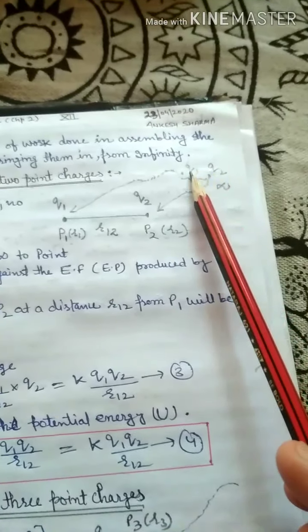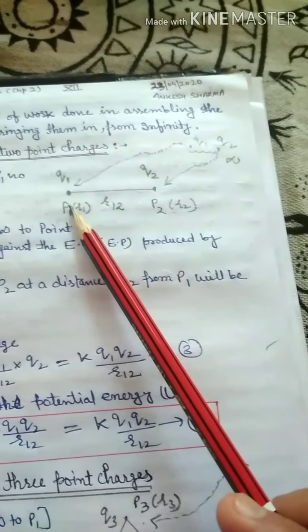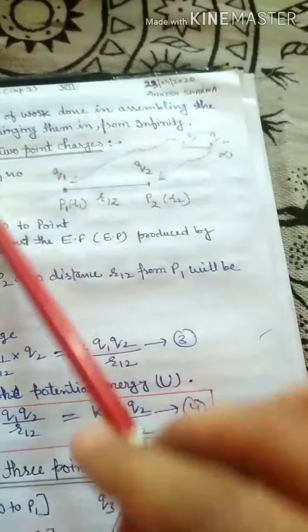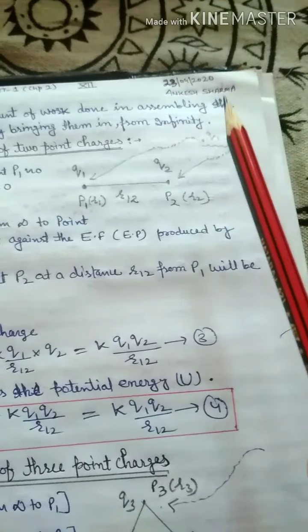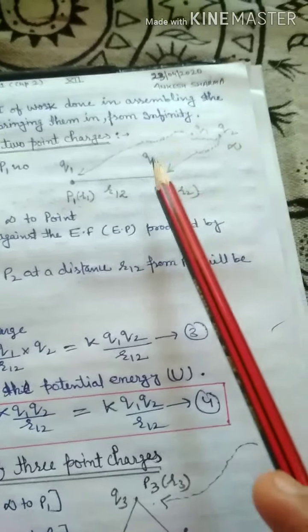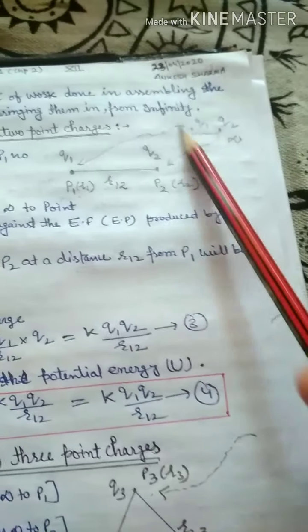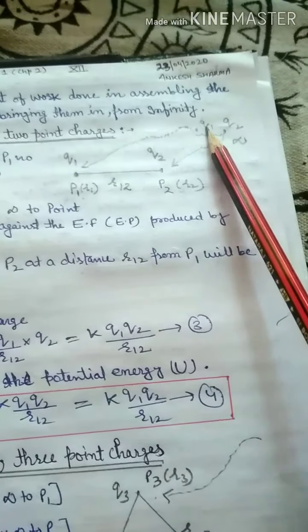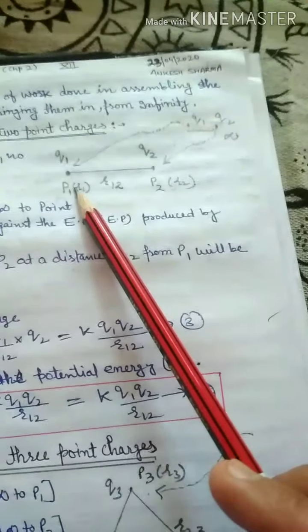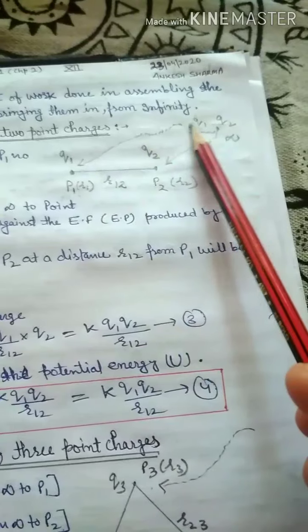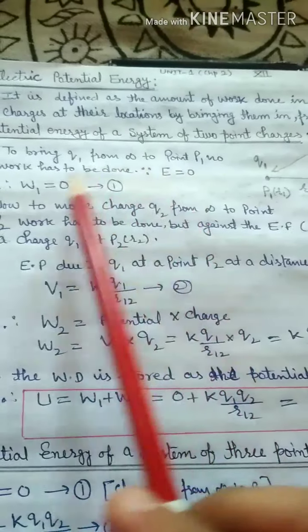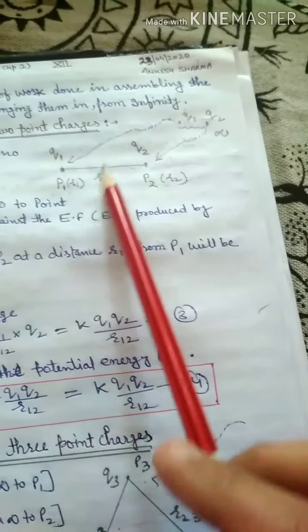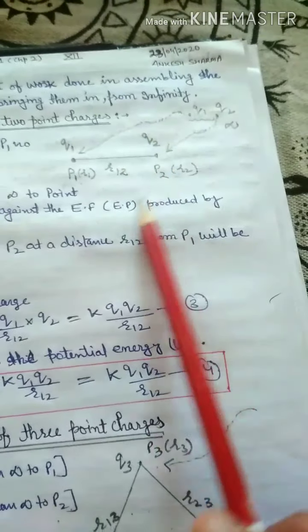Now as we know, whenever we move a charge q1 from infinity to point p1, there is no charge in the space. Clear? There is no charge, therefore there is no electric field. Work has to be done against the electric field, but initially there is no electric field in that region. Therefore to bring a charge q1 from infinity to point p1, no work has to be done; it is easily moved. Therefore w1 is equal to 0.